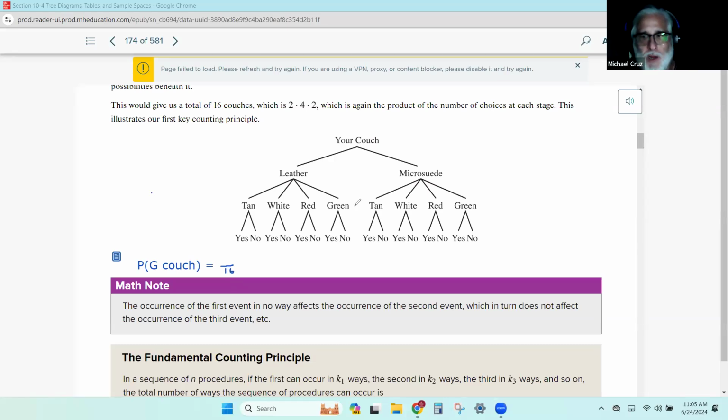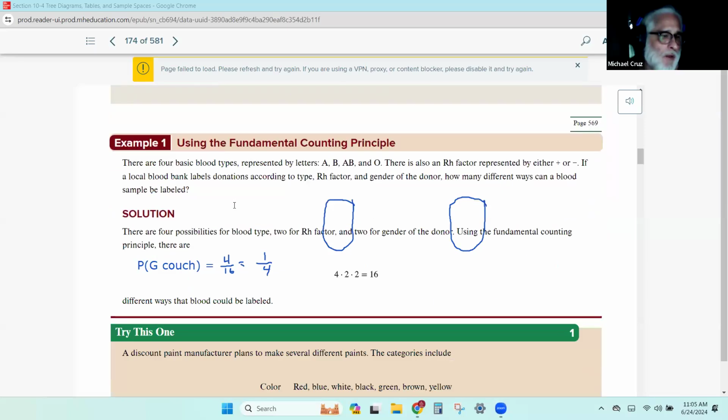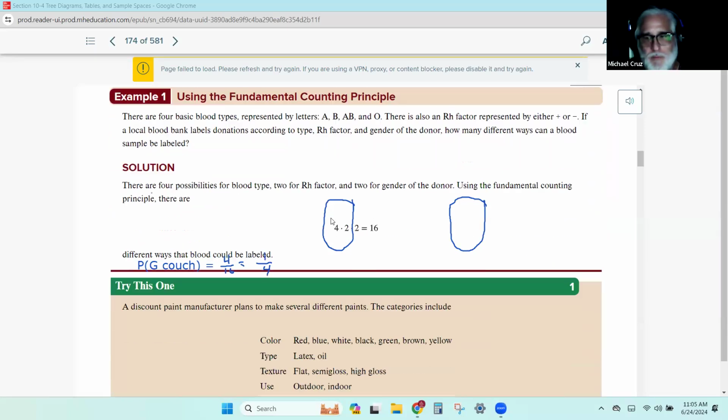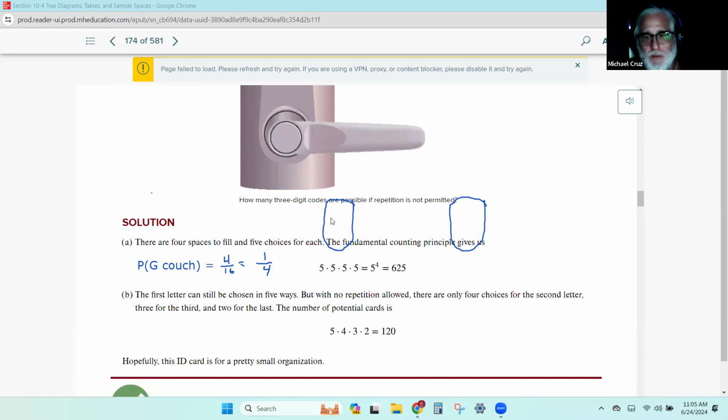And then how many are green? Well, there's 2 of them. I'm sorry, there's 4 of them. So 2 here and 2 here, so that's 4. So 1/4. The probability of getting that green couch is 1/4. So that's simply using the counting principle with probability. All right, let's see if we can find something else to get into.